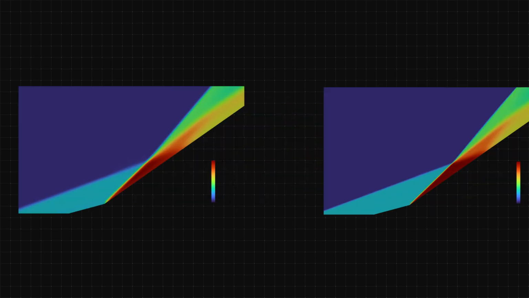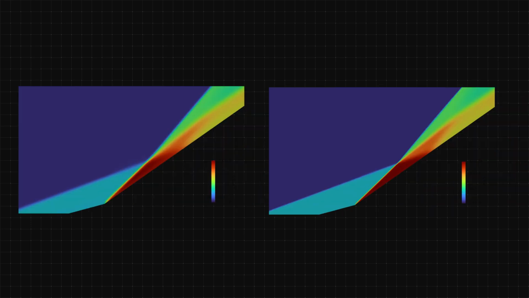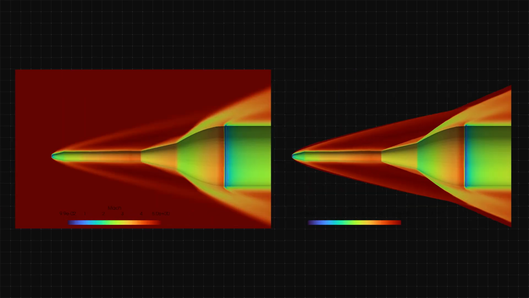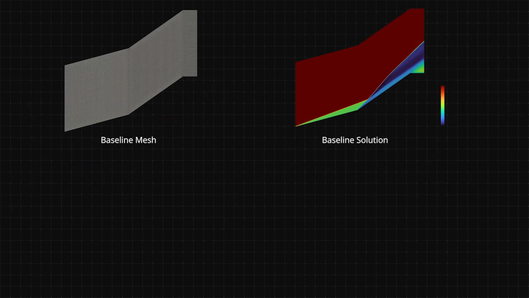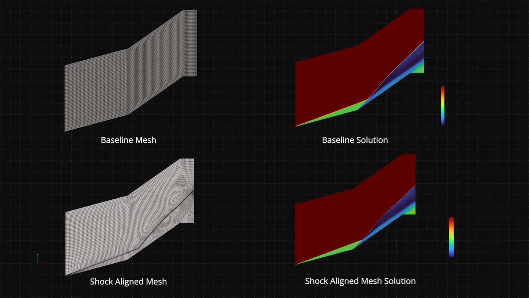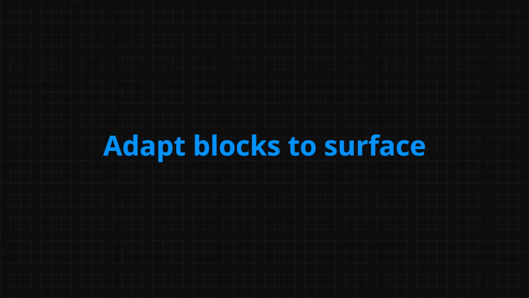This video explores the innovative shock fitting feature in GridPro, which aligns mesh blocks with shock contours to improve accuracy and reduce computational costs. With the addition of just a few blocks, accurate and crisper capturing of shock is achieved without an overshoot in cell count. The new technique outperforms traditional methods by simplifying grid alignment and enhancing shock capture, making it ideal for complex geometries with multiple shocks. Today, let's dive into a feature called Adapt Blocks to Surface.